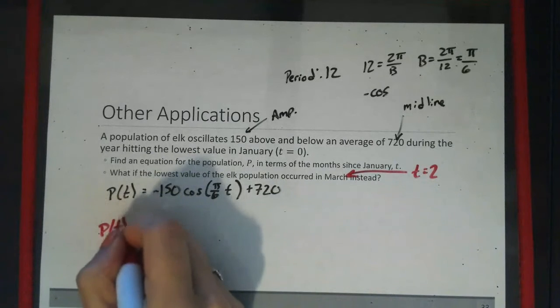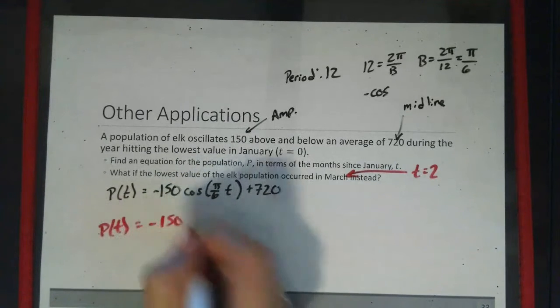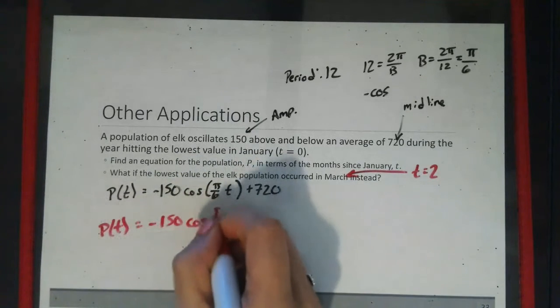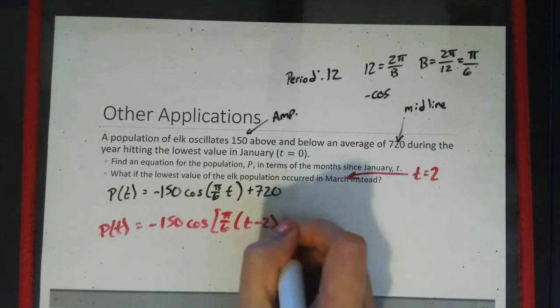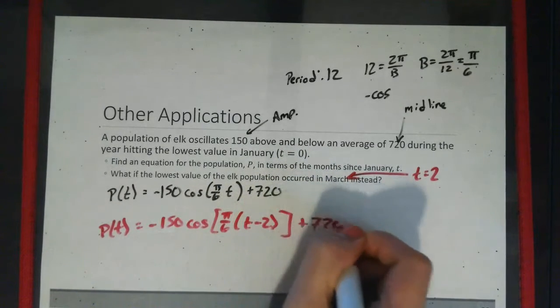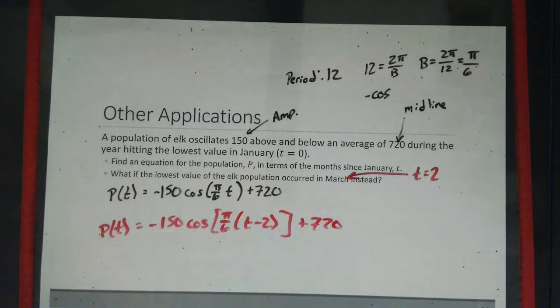So if that were the case, we'd have P of t equals negative 150 times the cosine of pi over 6 times the quantity t minus 2, plus 720. So just make sure you're reading very carefully, because it's super easy to overlook something like that.